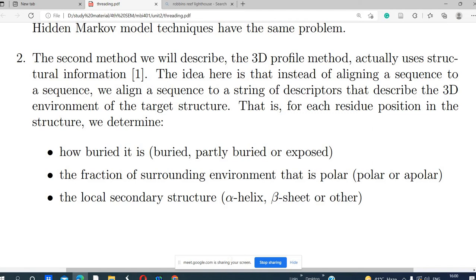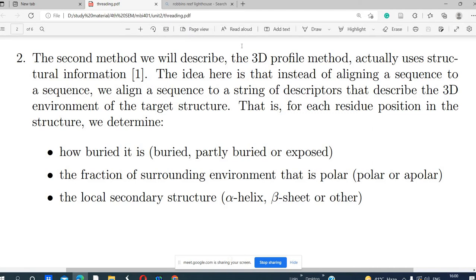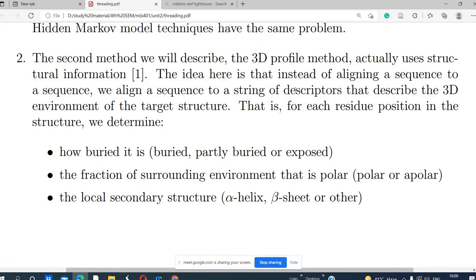The second method we will describe is the 3D profile method. This is another method. Actually, this method uses structure information. Instead of aligning a sequence to a sequence, we align a sequence to a string of descriptors. In this method, the sequence is aligned with the descriptors of the target structure. One sequence is aligned with the properties of another sequence, not to the sequence itself.